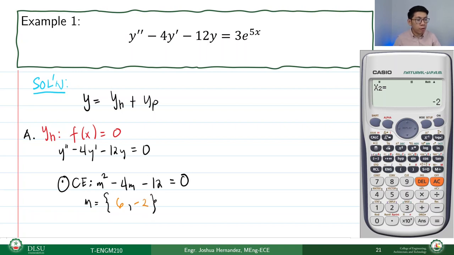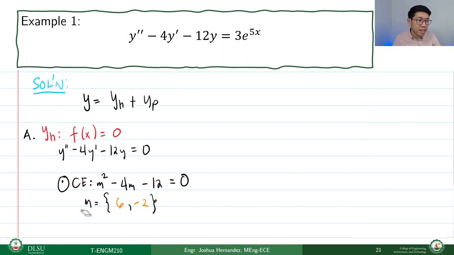Okay? Now, if 6 and negative 2 are our roots, we know that this is case 1 because of the roots 6 and negative 2. Case 1 is real and distinct, so we know our homogeneous solution will be given to us by C1 e raised to 6x plus C2 e raised to negative 2x. Okay? So, we now have our homogeneous component, YH.